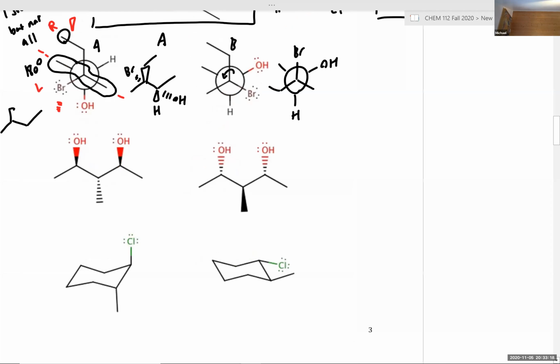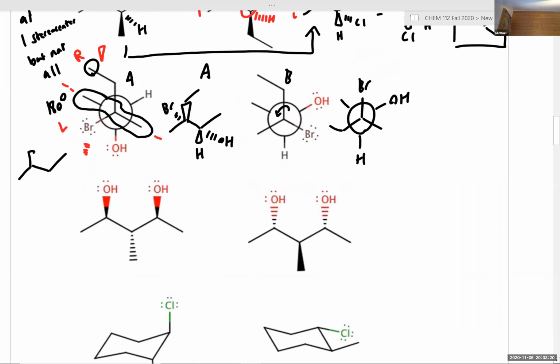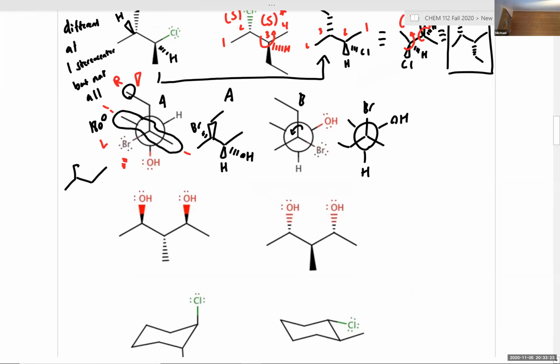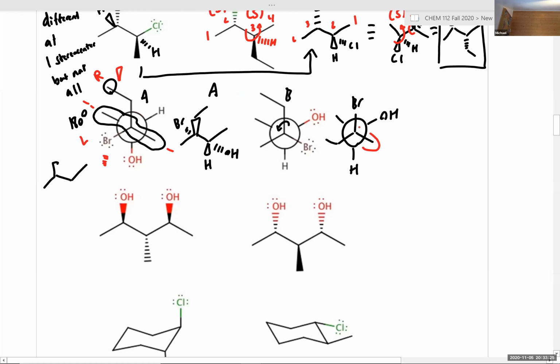Okay, so continuing on from where we left off, circling our two methyls, drawing our dividing line, we're going to draw out our skeleton.